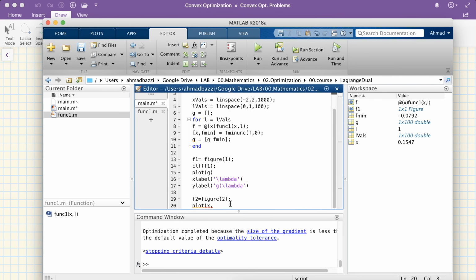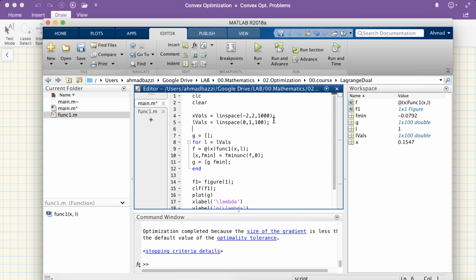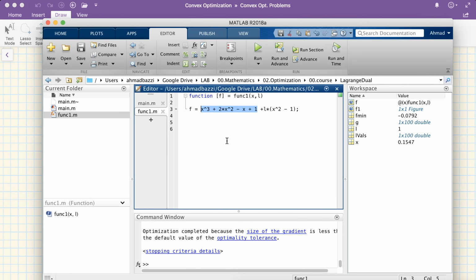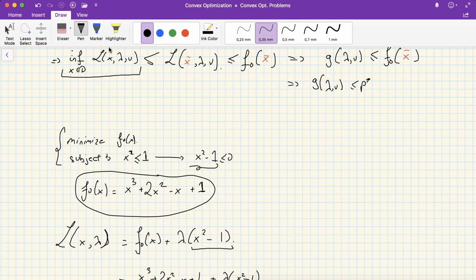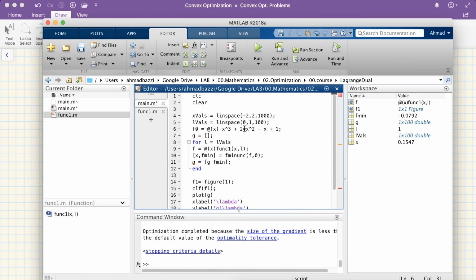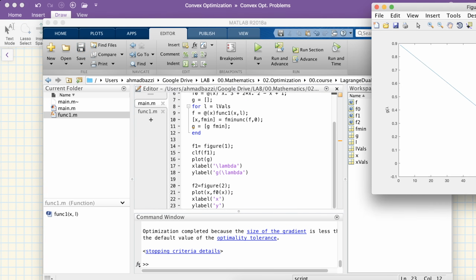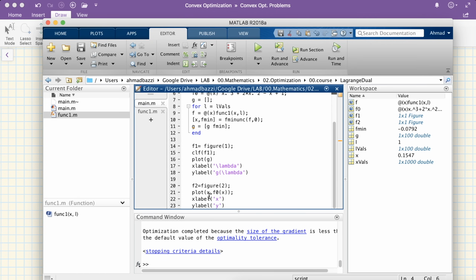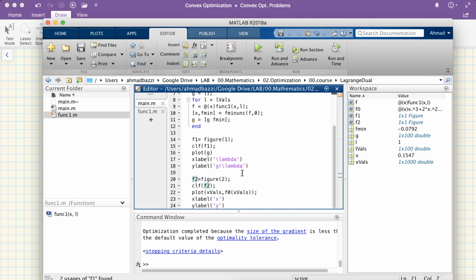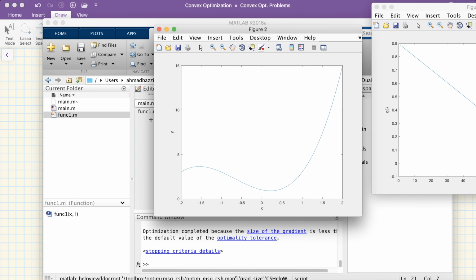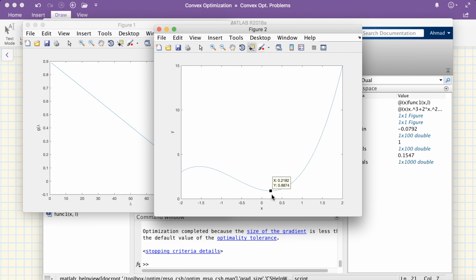I'll plot x with, define my main function, which is f naught, that is x cubed, this part right here, right? Or this guy right here, right? So I'll copy paste it here. Don't forget the dots. This is pointwise exponentiation. And I'll just plot it. Problem. It should be x values right here. Don't forget that. Don't forget a clf to clear the figure if it already exists. This is my function, and this is my P star right over here.